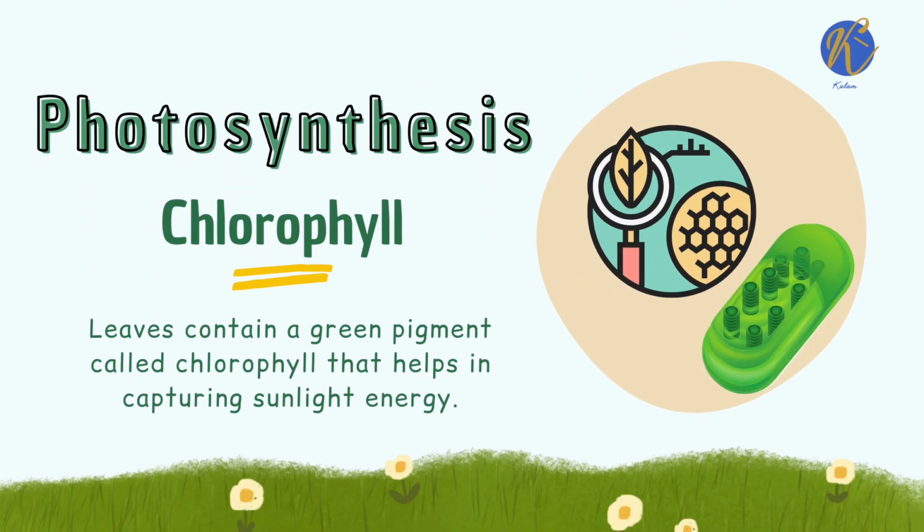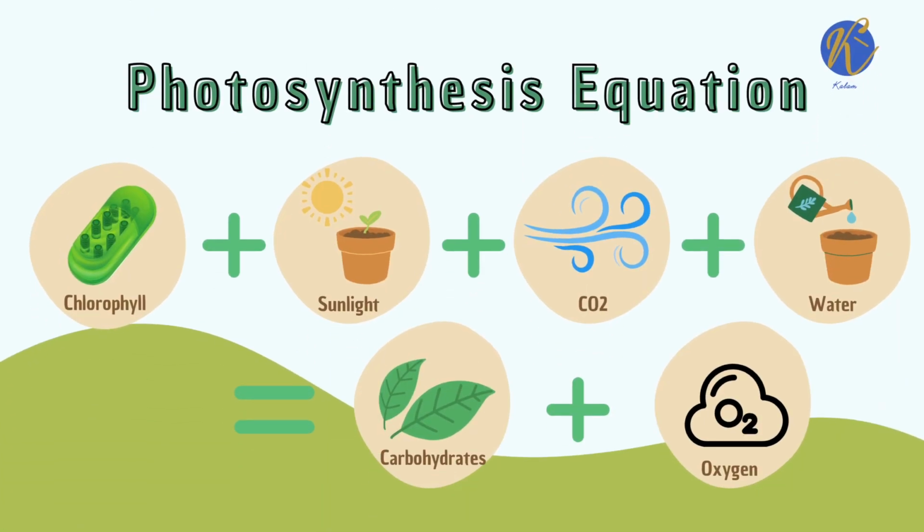Have you wondered why leaves look green? It is because of a special element called chlorophyll. Leaves contain a green pigment called chlorophyll that helps in capturing sunlight energy. So now we have a photosynthesis equation where chlorophyll plus sunlight plus carbon dioxide plus water produce carbohydrates, which is food for the plant, and release oxygen gas.